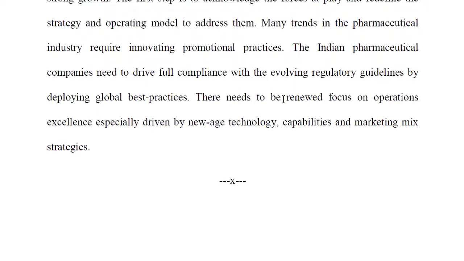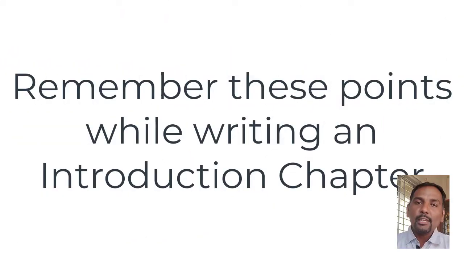So we have come to the end of an example. What you have to remember is that you have to start with some statistical data. Take the statistical data from the global perspective, then from the national perspective, then the local perspective, and then try to link with the second chapter. So these were some key points and an example you have to remember while writing the introduction chapter for your project, dissertation or thesis.